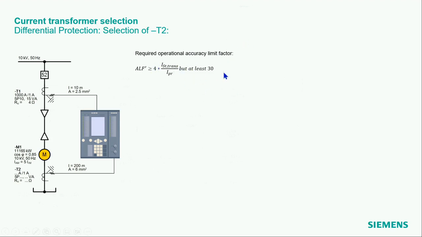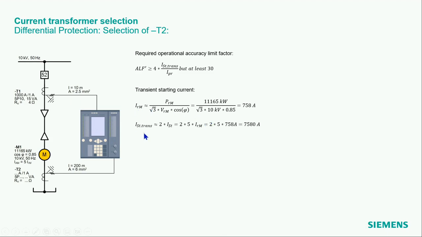Again, this at least 30 is for the remanence behavior of the current transformer, so that the relay works correctly, also with the most sensitive setting, the 0.2 that we have. That is guaranteed. Therefore, we also have a constant factor which describes the situation when there is remanence in the current transformer. Okay, the transient starting current: same calculation, the nominal current of the motor, and I just set 10 times nominal current as my transient starting current.